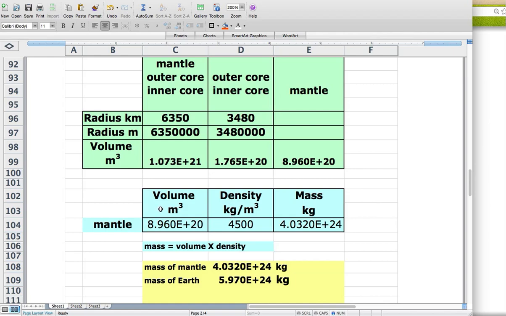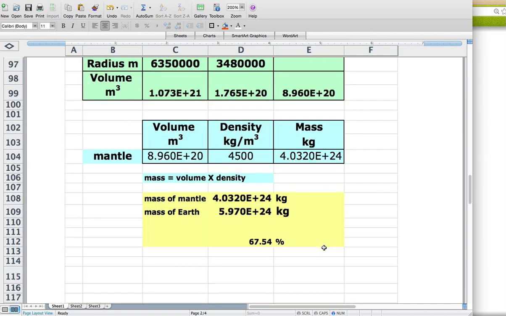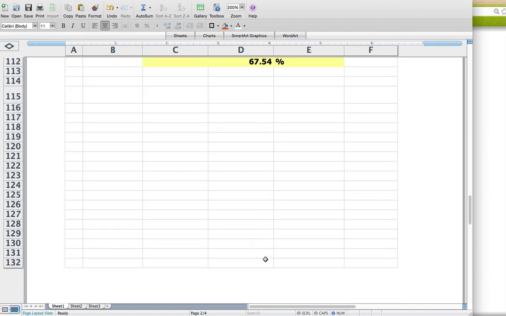And then I just used my density formula. I have density, I have volume, so I want mass. Now it's just mass equals volume times density. If I crank that out, I get this value here for the mass of the mantle. And then just a quick percentage problem. Here's the mass of the mantle, here's the mass of the Earth, and it sure enough turns out to be 67.54%. In fact, if you Google what is the percent mass of the mantle, you'll find it's 67%.